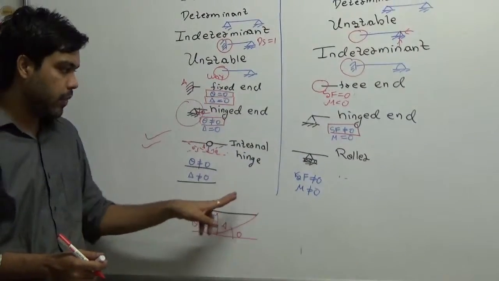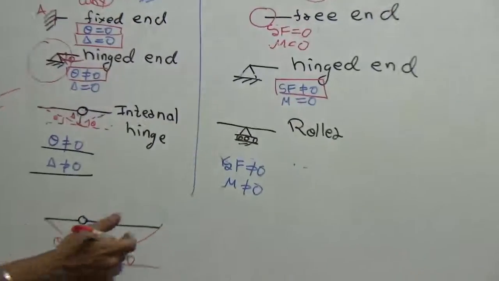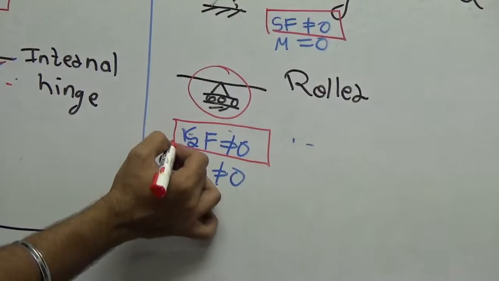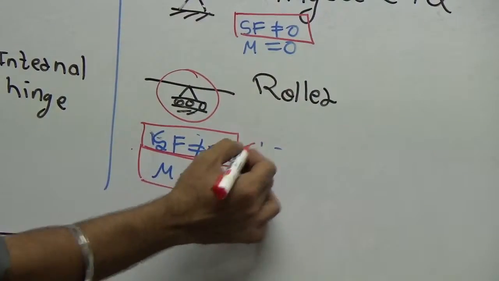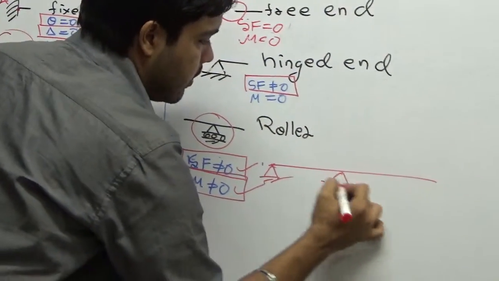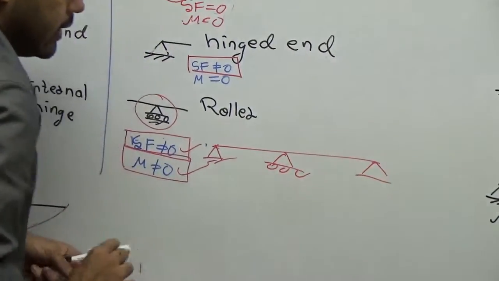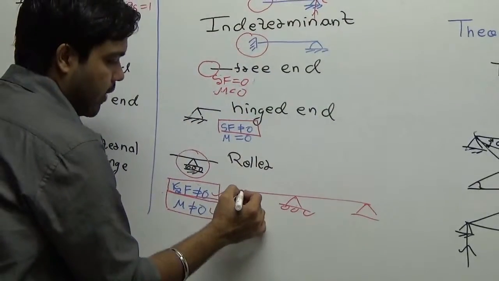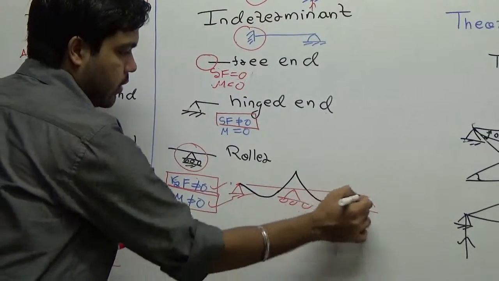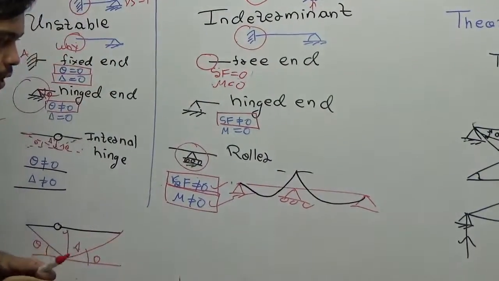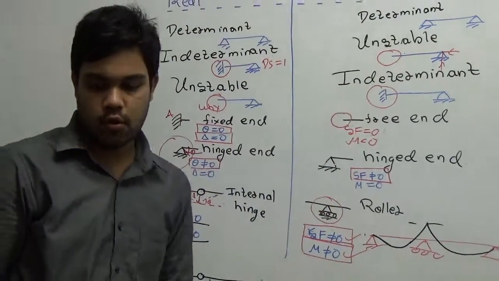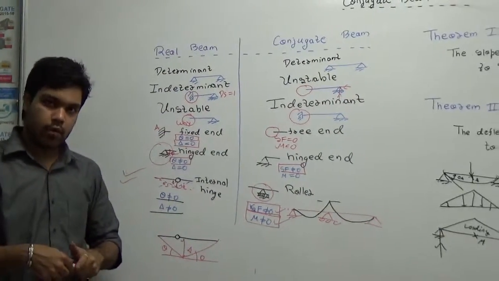So what should an internal hinge be in the main beam? In the main beam, it should be a roller. Why? Because a roller will not have shear force 0 and moment also will not be 0. So both exist in case of an internal roller. You see the diagram: if there is an internal roller in a simply supported beam, its deflection diagram would be like this, with some slope here, here and here. So there is moment here and also there will be shear force. That's why an internal hinge becomes a roller. So this is the introduction to the conjugate beam. In the next lecture we will see some problems on conjugate beam.